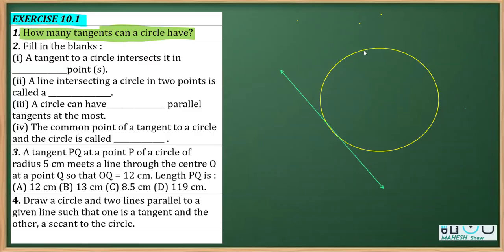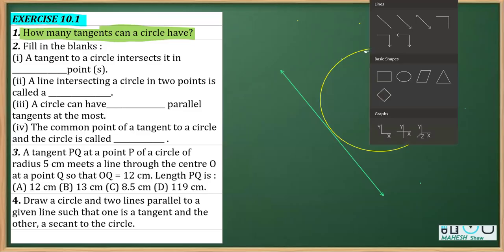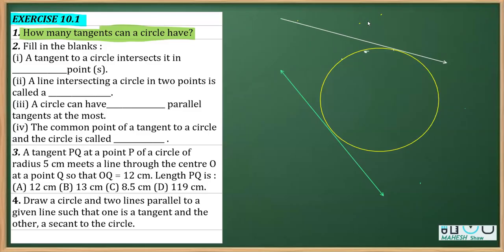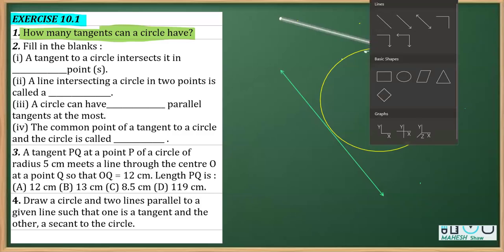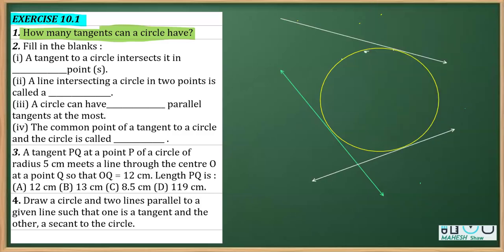And when a circle touches the line at one point, or a line touches the circle at one point, then we say it's a tangent. Since there are infinite number of points on a circle, there can be infinite number of tangents. Let's say this is another tangent. This could be a tangent. So we'll say that a circle can have infinite number of tangents.